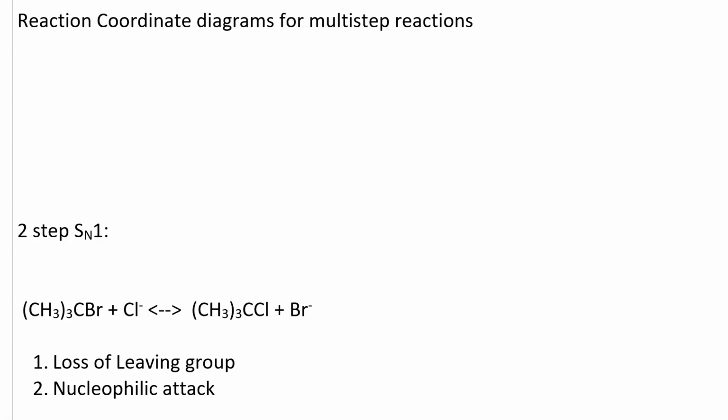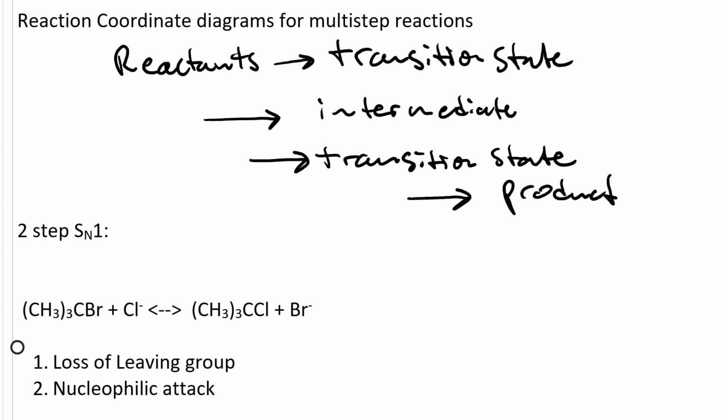This video covers a reaction coordinate diagram for a two-step reaction. Moving left to right on the x-axis, we're going to start with reactants, then we'll see our first transition state, symbolized by the double dagger symbol. Then we'll get our intermediate, onto the second transition state, another double dagger, and finally the product.